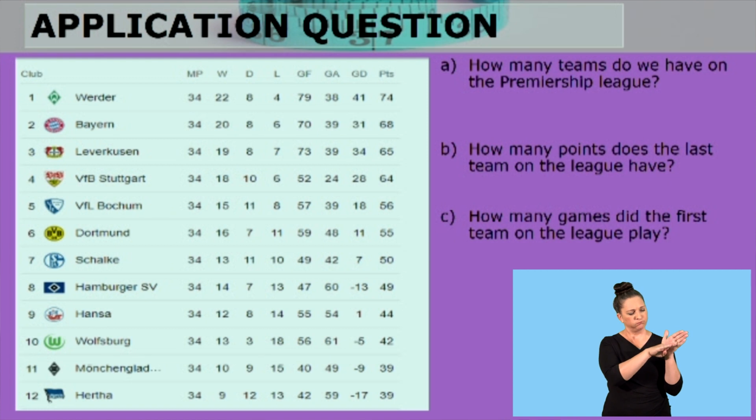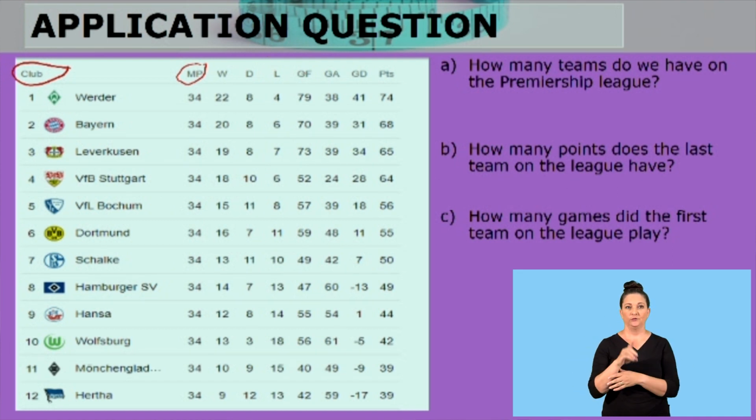So if I'm looking at this, reading the columns, the first thing we have, of course, is your clubs. NP, matches played. W, wins. D, draws. L, losses. GF stands for goals for. GA, goals against. And then we have our points.